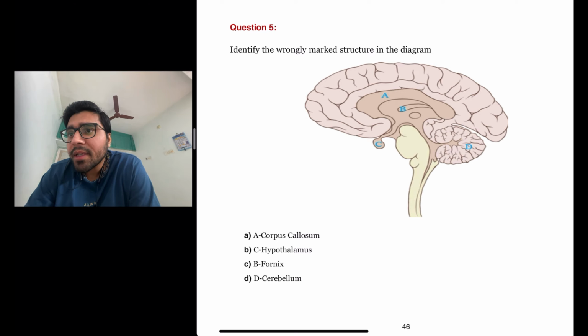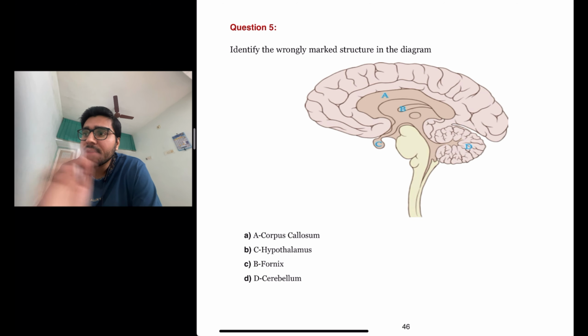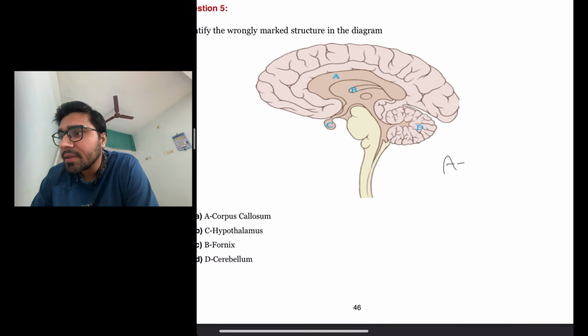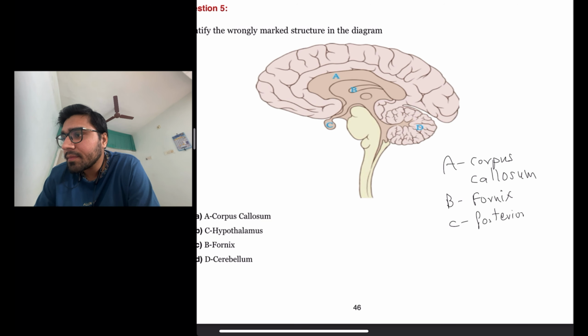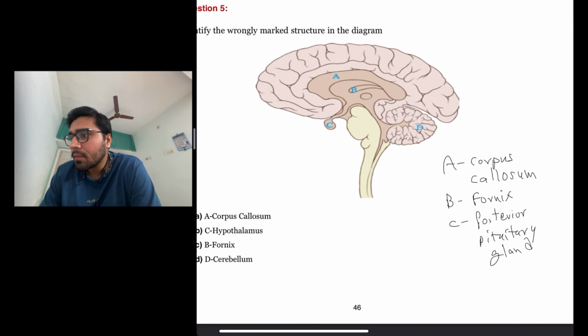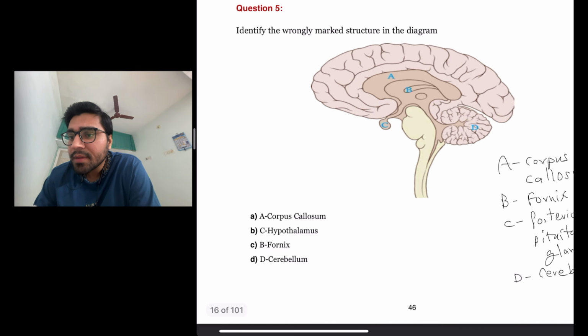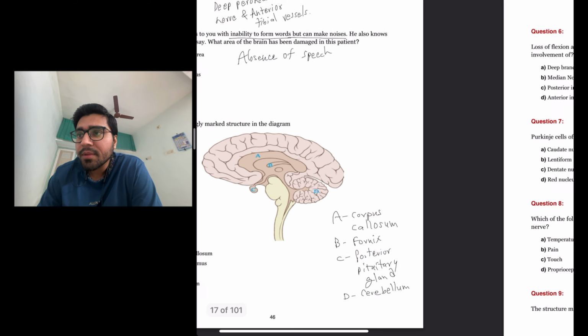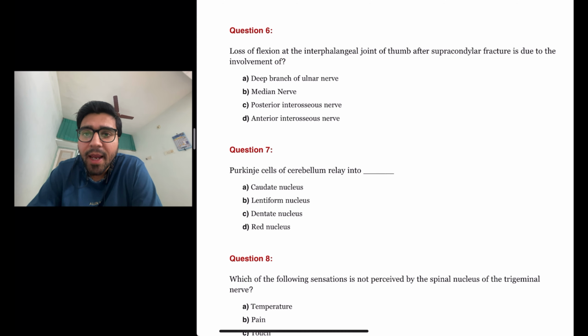Question number 5. Identify the wrongly marked structure in the diagram. First of all, label all four structures. A is corpus callosum. B is fornix. C is posterior pituitary gland. D is cerebellum. So the answer here is that the wrongly marked structure is C, hypothalamus, because it is the posterior pituitary gland.